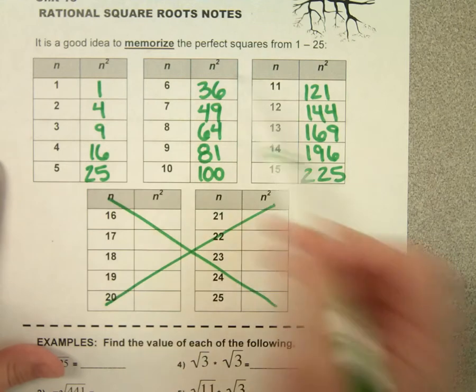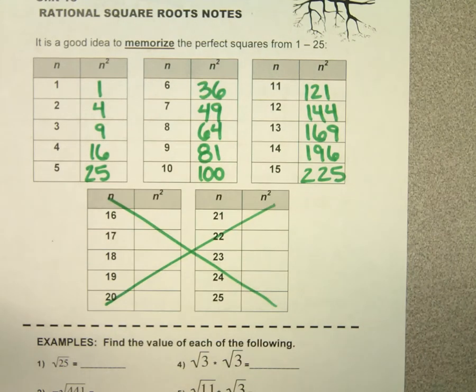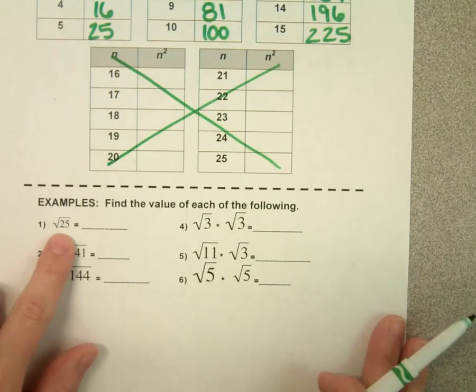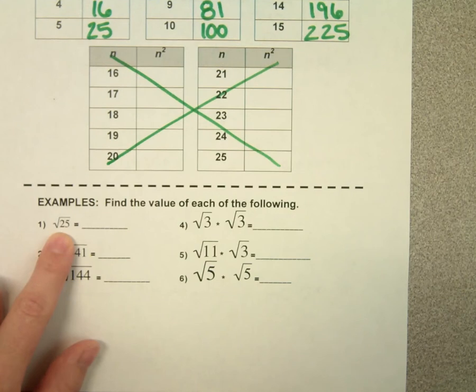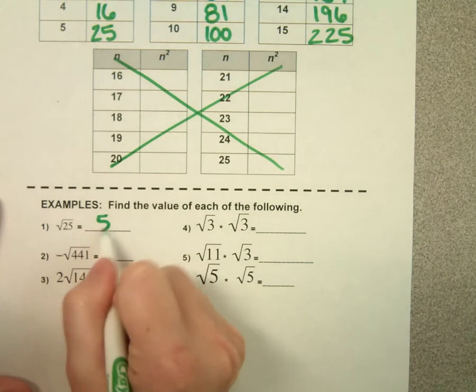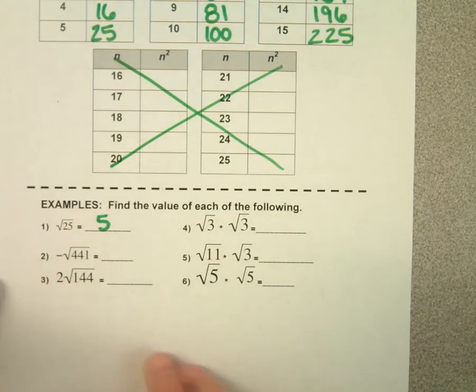So these are the ones that I would like you to know. These are called perfect squares, which we talked about when we were doing factoring with the difference of squares. Okay, so first we're going to look at some easy examples. If we can take the square root of it and get a pretty little whole number, then I want to do that. So, square root of 25 is what? 5.